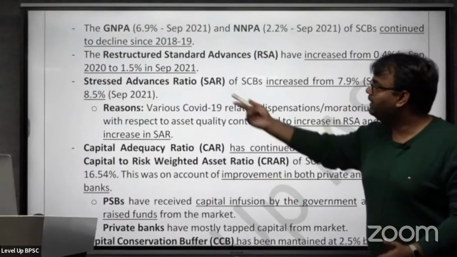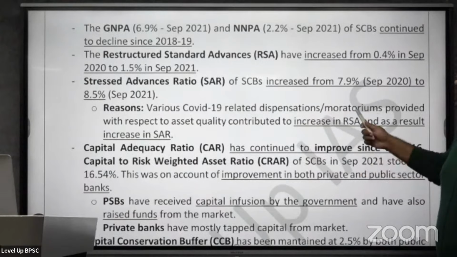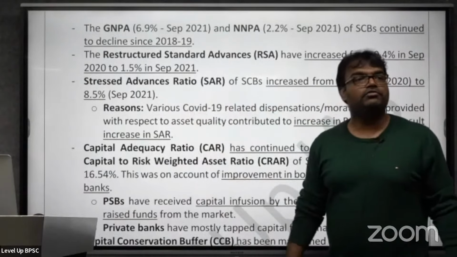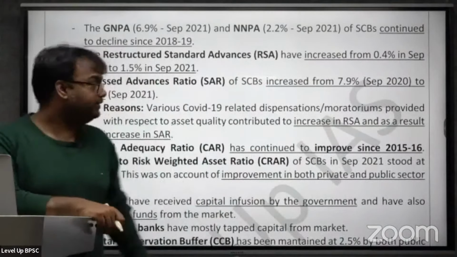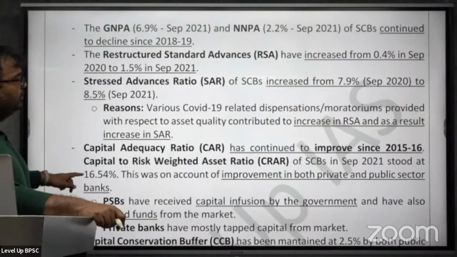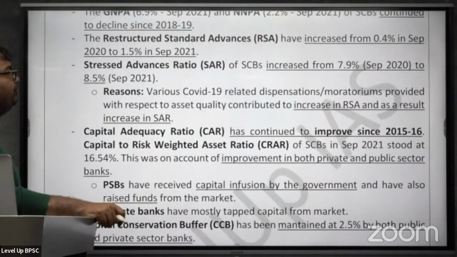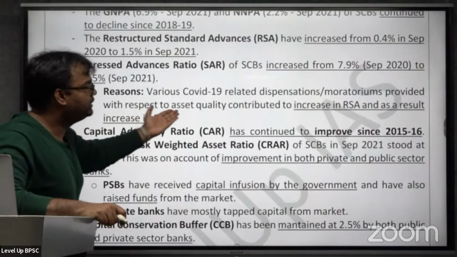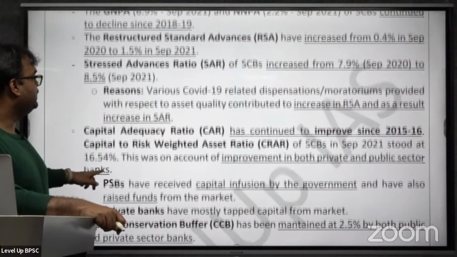So here, by data also you can see that stressed advance ratio of scheduled commercial banks have gone up to 8.5%, whereas NPA is around 6%. Why has it gone up? It's because various COVID-19 related dispensation moratoriums provided with respect to asset quality contributed to increase in RSA and as a result increase in SAR.